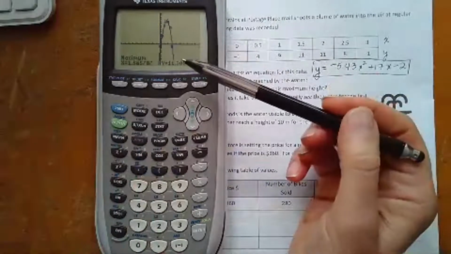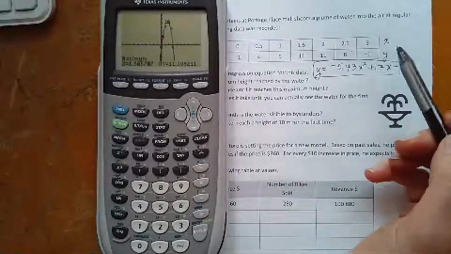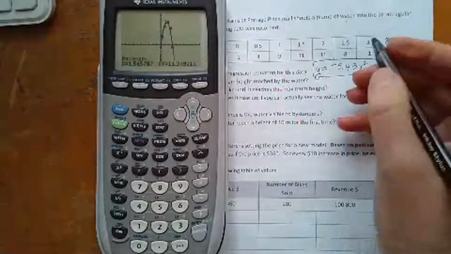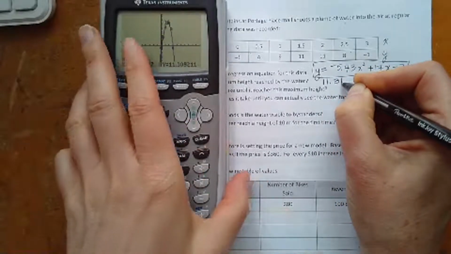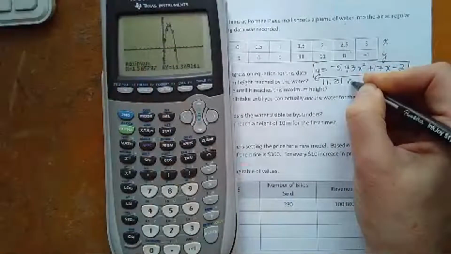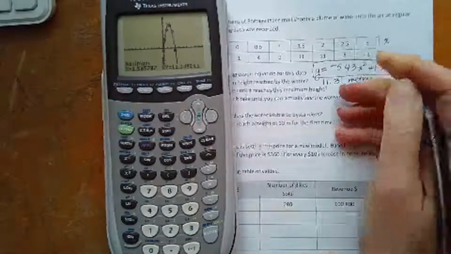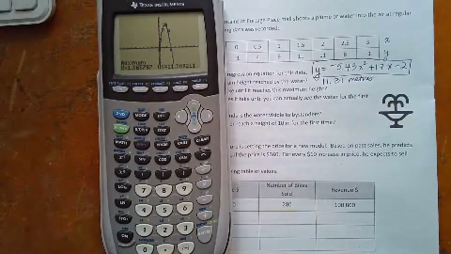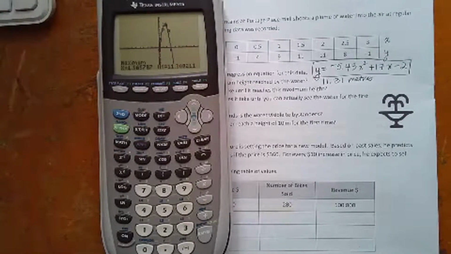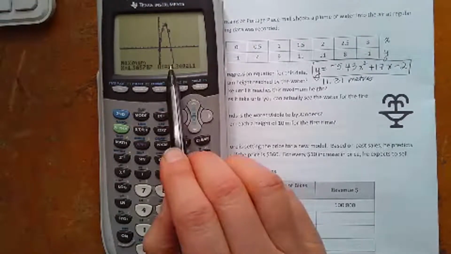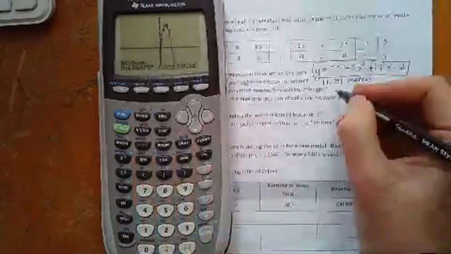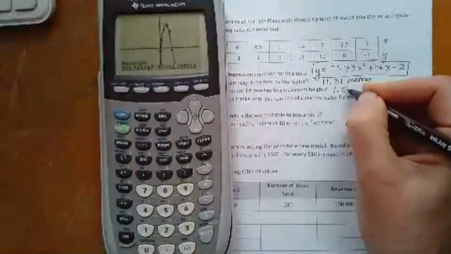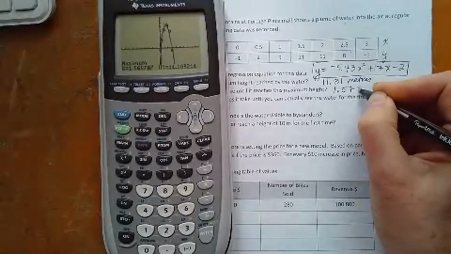And now it's asking me to take a guess, which I do. And it gives me the maximum, it's asking for the maximum height. That's the y value. So the maximum height is 11.31. And I believe that is meters. Yeah, meters. And then the next question was, how long does it take until it reaches this maximum height? The y value is the height, the x value is the time. This occurs at 1.57, if I round properly, seconds.